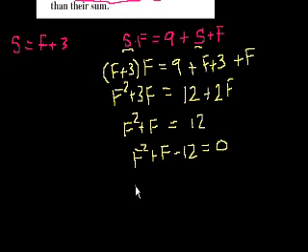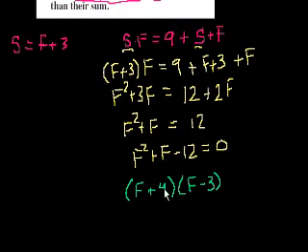Let's see. This is F plus 4 times F minus 3, right? Because when you multiply those, you get negative 12. When you add those, you get plus 1. So that is equal to 0. So in order for this to be true, one or both of these have to be equal to 0.